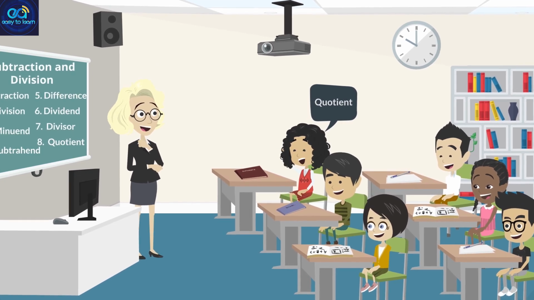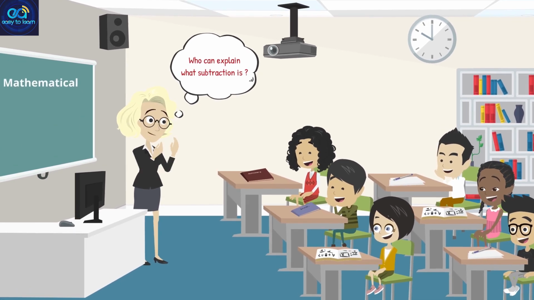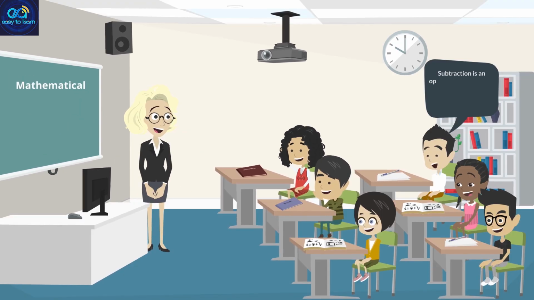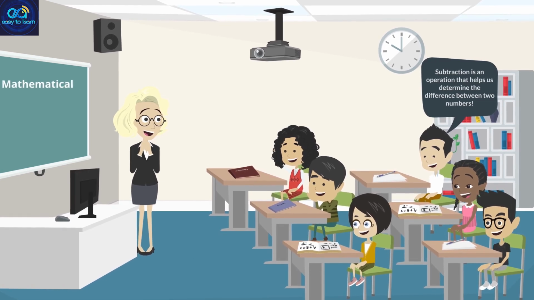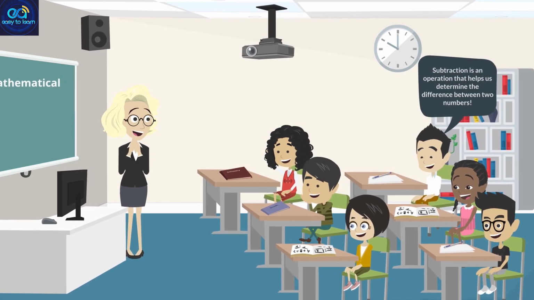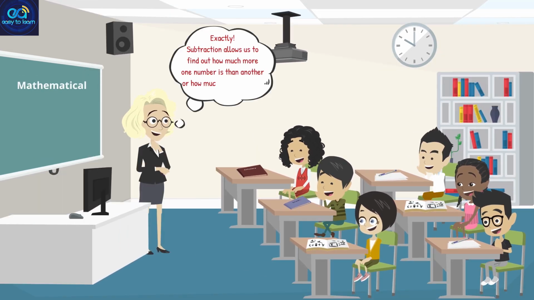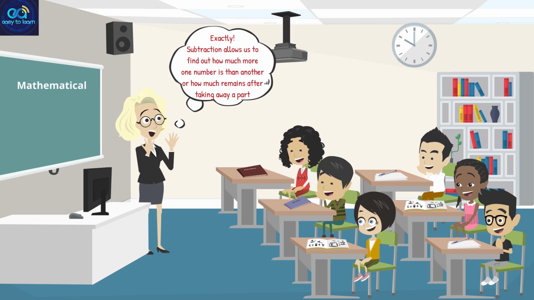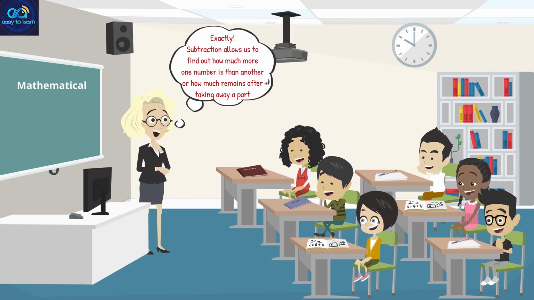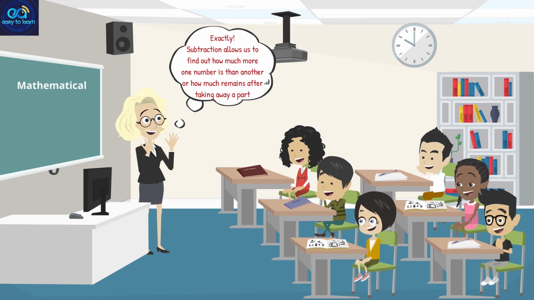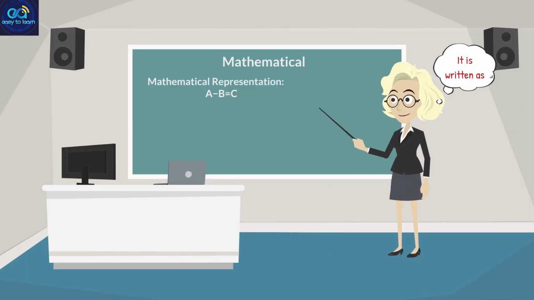Quotient. Who can explain what subtraction is? Subtraction is an operation that helps us determine the differences between two numbers. Exactly. Subtraction allows us to find out how much more one number is than another and how much remains after taking away a part. Is it written as A minus B equal to C?